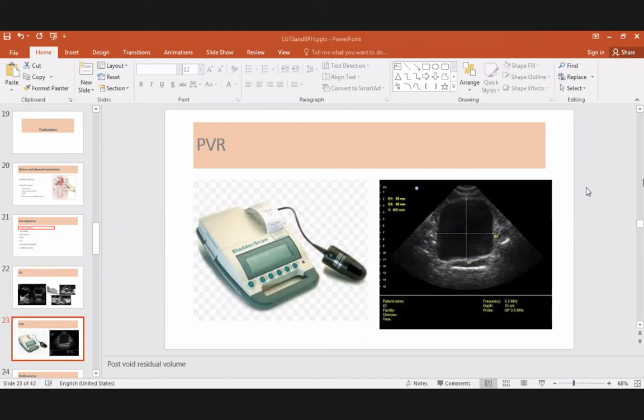When the patient has a strong urge, he goes to the washroom and passes urine, and when he has passed enough urine, he gets up. Then we ask the patient to get another scan, and in that scan we check the post-void urine, the amount of urine in the bladder after he has passed urine as per his desire. Usually it is about 50 to 100. If the PVR is more than 100, it is taken as significant. More than 200 is very significant.